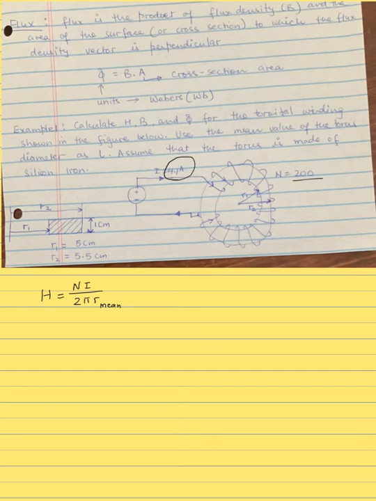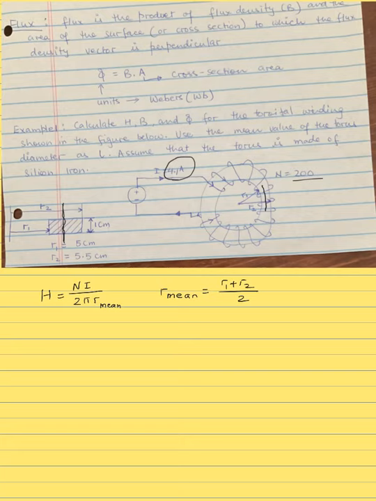Is the mean radius known to us? The mean radius will be here. This is where the mean radius will be. So we need to calculate the mean radius. In order to calculate the mean radius, we're going to say it is given by R1 plus R2 divided by 2.